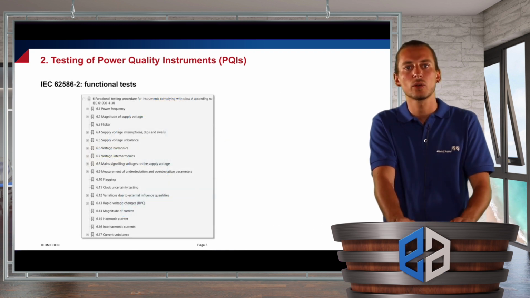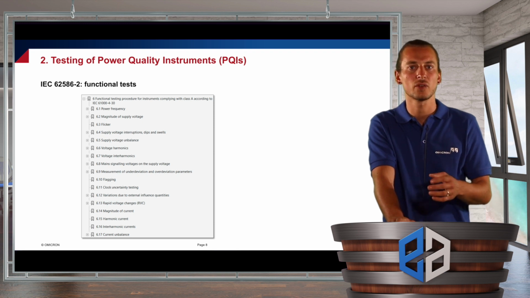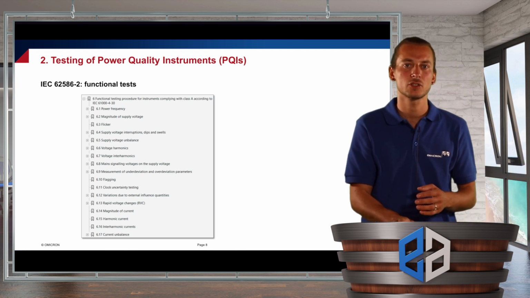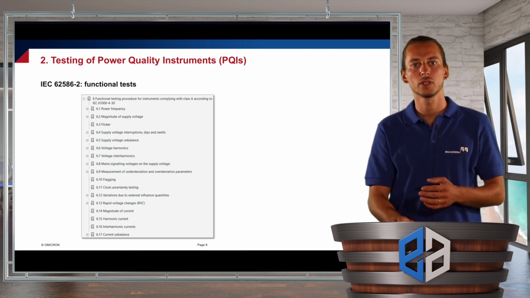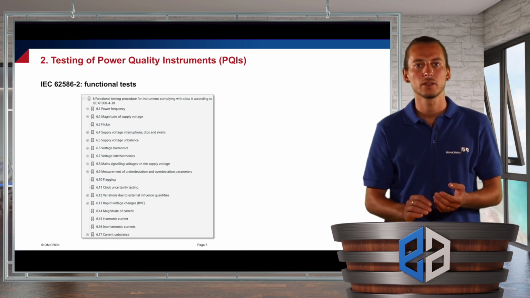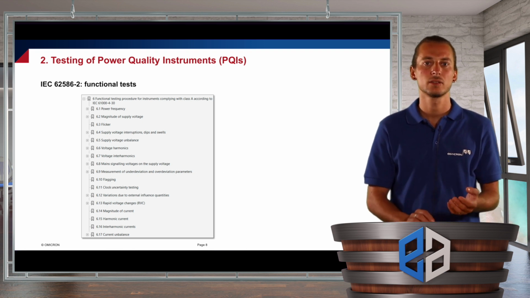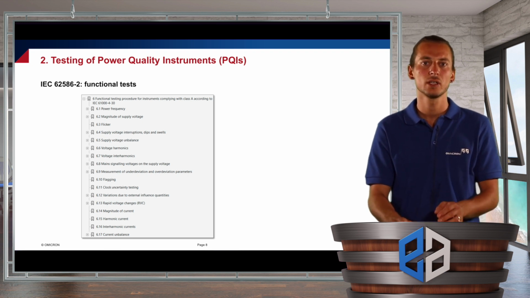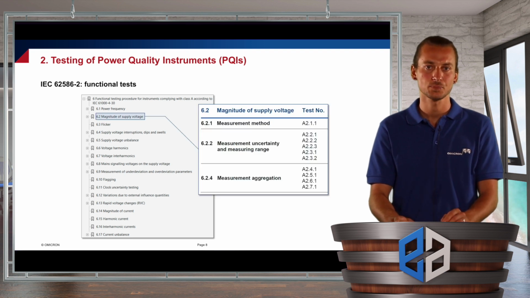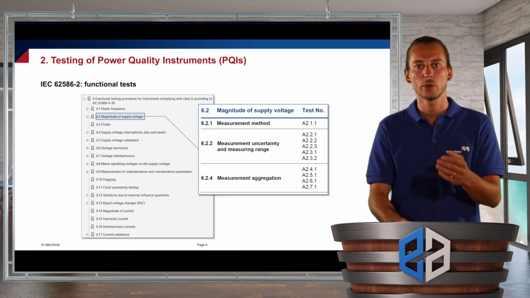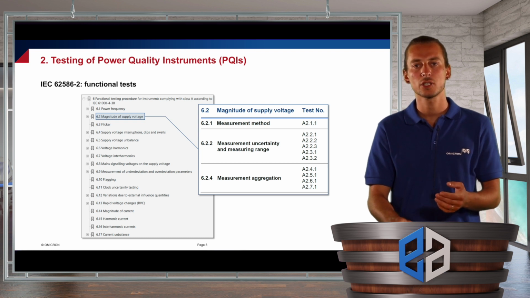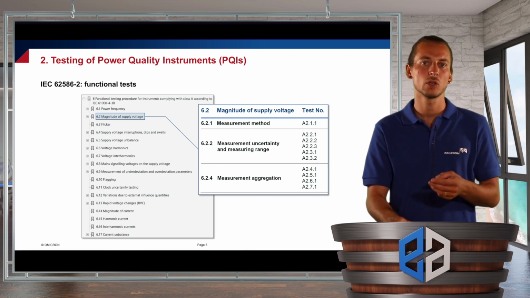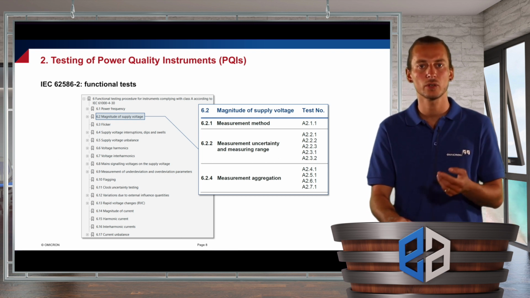When we have a deeper look into the functional tests, which are defined in the IEC 62586-2, the most important chapter, I think, is chapter 6, because all of the functional tests are mentioned there. And this chapter 6 has several subchapters. All in all, there are 17 subchapters to have tests for every single power quality criterion. For example, when we have a look at the magnitude of supply voltage tests, there are also, again, several subchapters, and most of the time there are 3 subchapters for each criterion.